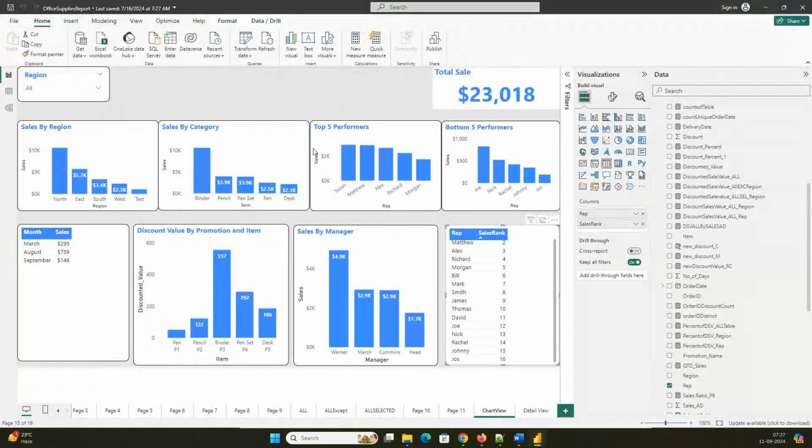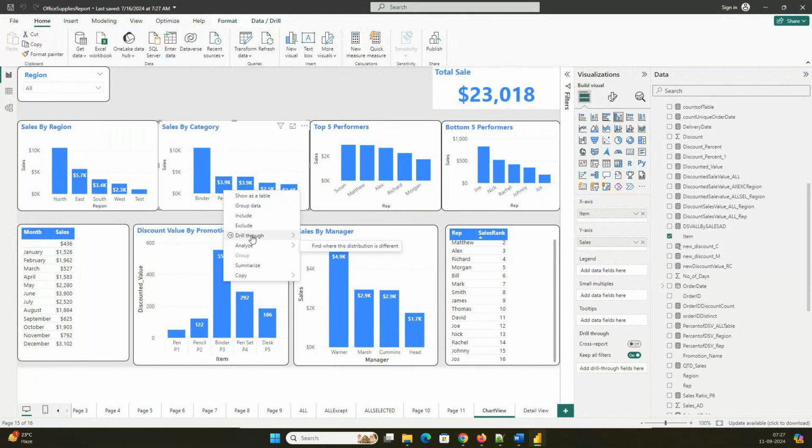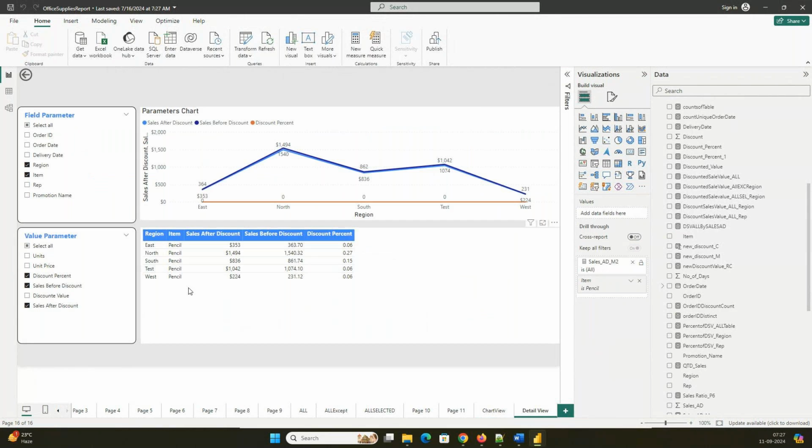And here also, if you want to see only check on pencil data, you want to drill through, you can go into detailed view and see what is exactly happening within pencil, how much of sale is happening, how much of sale before discount is happening, how much of discount we are giving. Discount is almost negligible here.